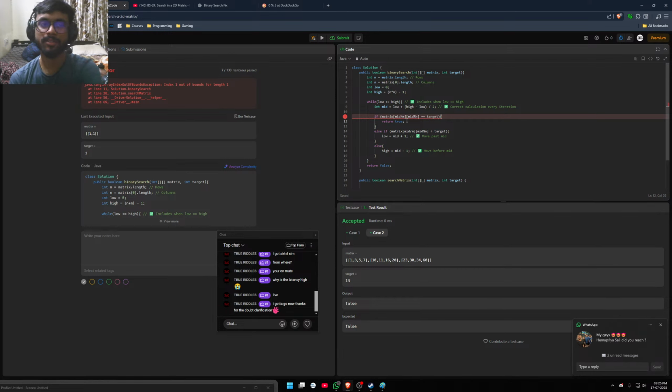Target is greater, definitely target is greater. Low will be equal to mid plus 1, which is the next element, so it will be 1 again. So now low is equal to 1, and high is also equal to 1.